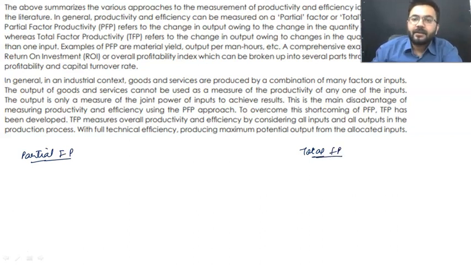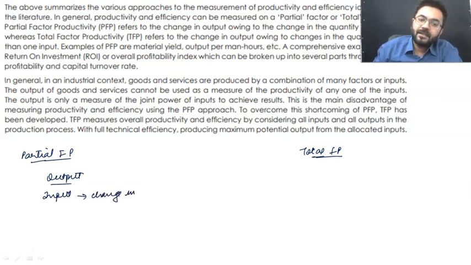In partial factor productivity, what we are going to find is how much the change in output is going to be if we change input by 1 unit. Change by 1 unit.